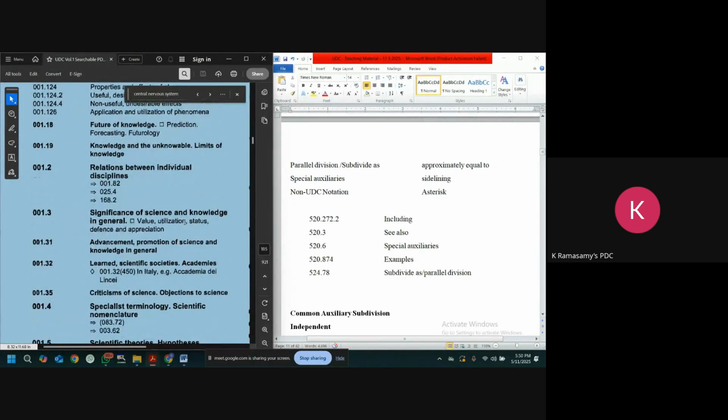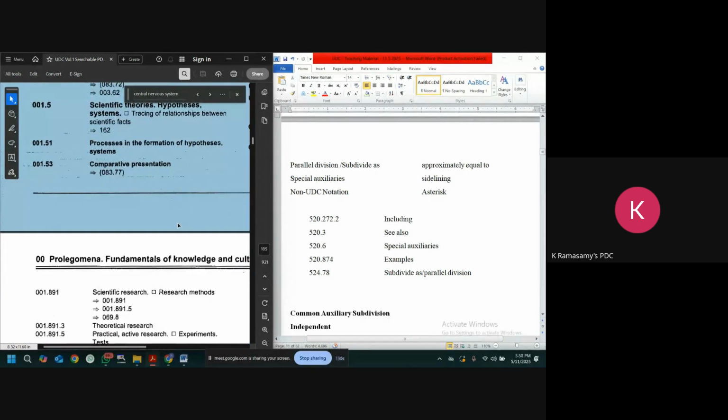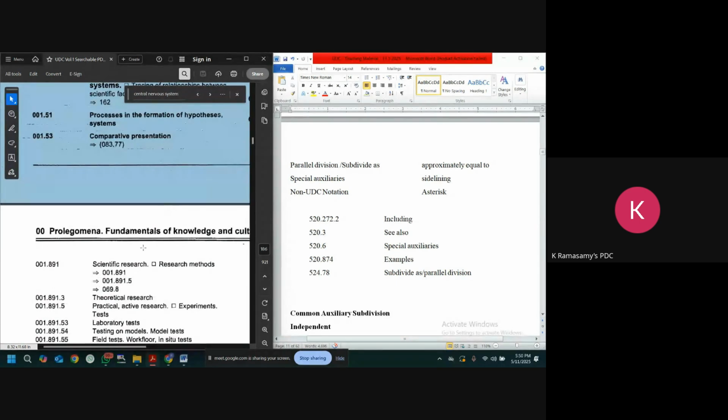Then in the same way, there are some other symbols also. For example, you can see here double arrows are there, diamonds are there, square is there. In the same way, in other places, you can see something like parallel subdivision or subdivided as. So in one place, they give a long list of numbers. These numbers can be used in other subjects also. Just like in Colon Classification, we had seen something called parallel division, parallel schedule. Same way, here also parallel schedules are there. They are indicated by a symbol called approximately equal to. I'll show you. Okay, fine.